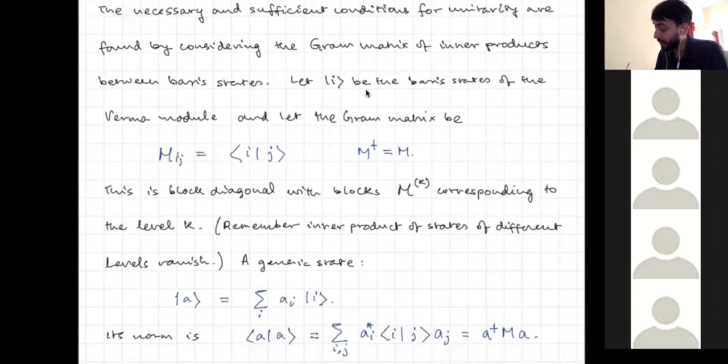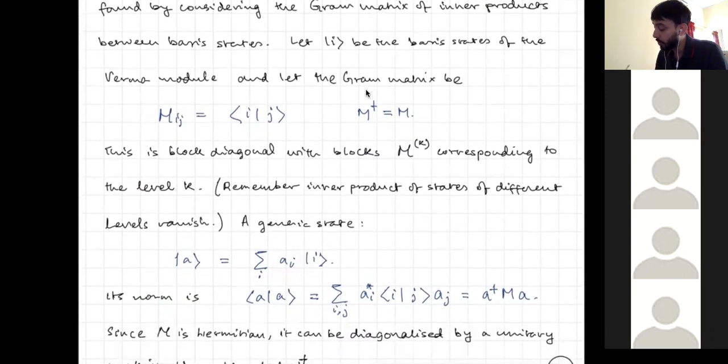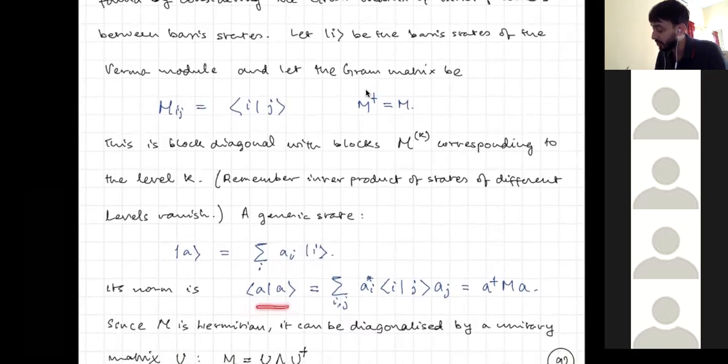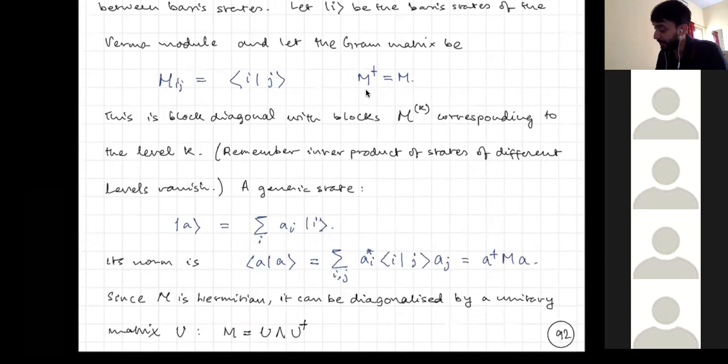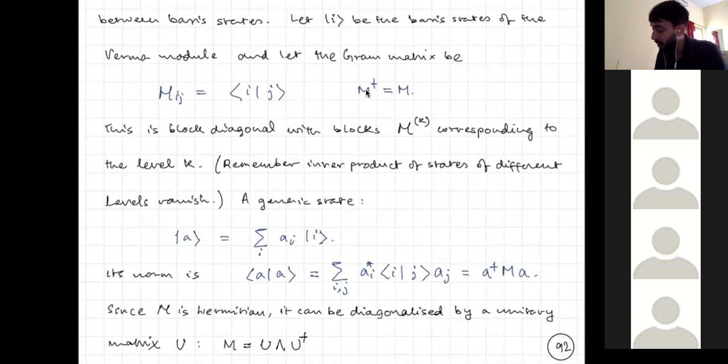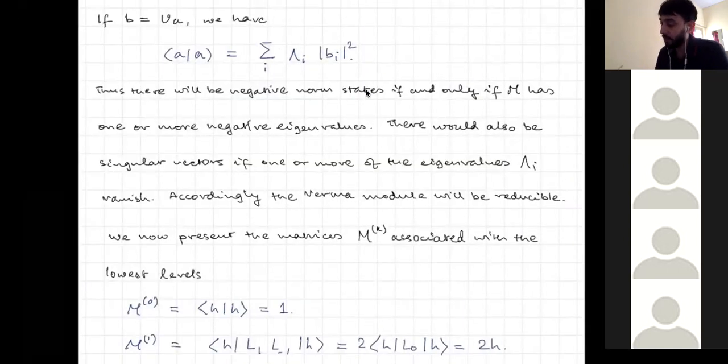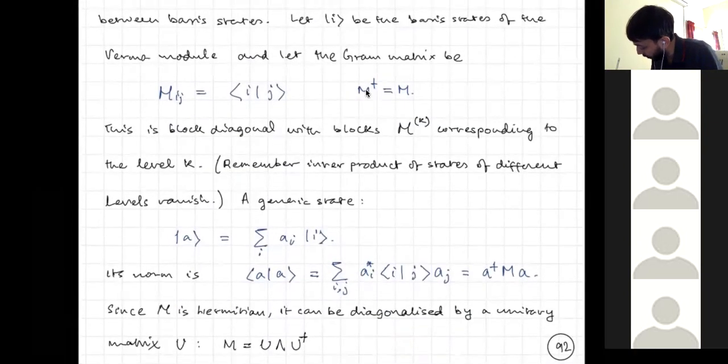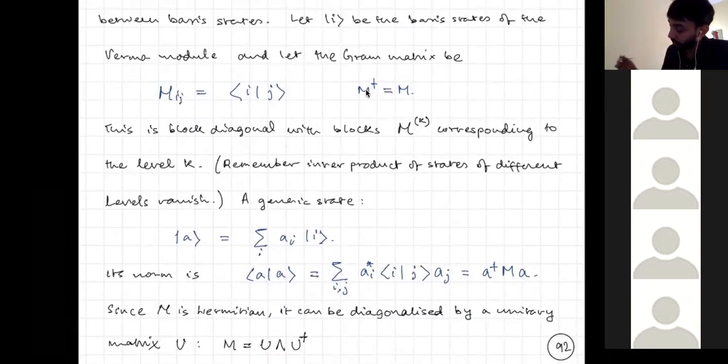So now let's look at some particular generic state A, which is given by some particular coefficients ai times these states I. So you can write the norm of this as A dagger M A. If M is Hermitian, it can be diagonalized by a unitary matrix. If B is U of A, then the norm is going to be given by lambda I times Bi, where lambda I are the eigenvalues of M essentially.